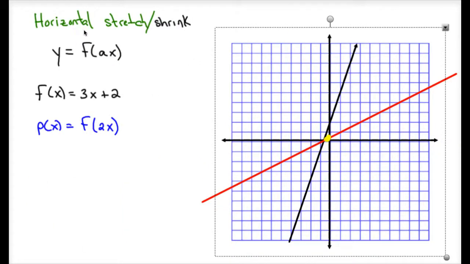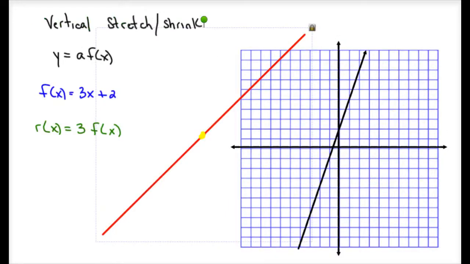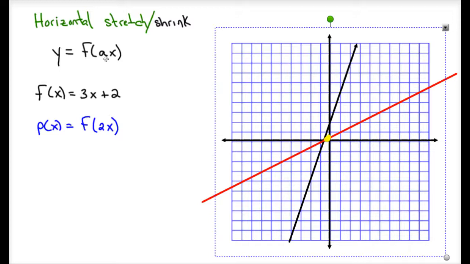Alright, so for horizontal stretch or shrink, your equation is y equals f of ax, versus a vertical stretch or shrink, which we'll get to on the next slide, where the a is on the outside. So this is the a on the inside of the parentheses: y equals f of ax. So my function is f of x equals 3x plus 2, and p of x equals f of 2x.